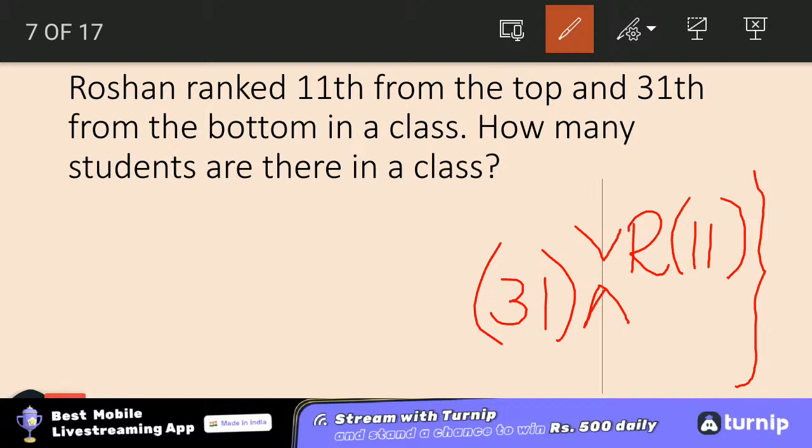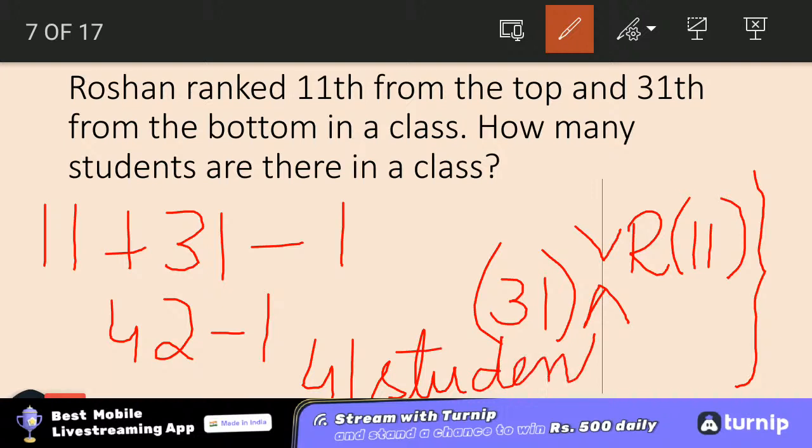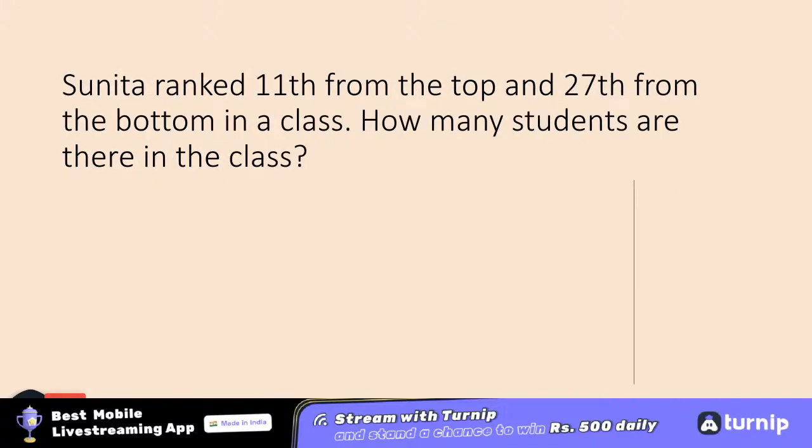So, 11th from the top, 31st from the bottom. We will add both of them, 11 and 31. And since Roshan has been counted twice again, we will subtract 1. So what would it be? 11 plus 31 is 42. And 42 minus 1 is 41. So how many students are there in the class? There are 41 students. These types of questions are also asked in day-to-day life and whenever you go for different sessions. The next one.